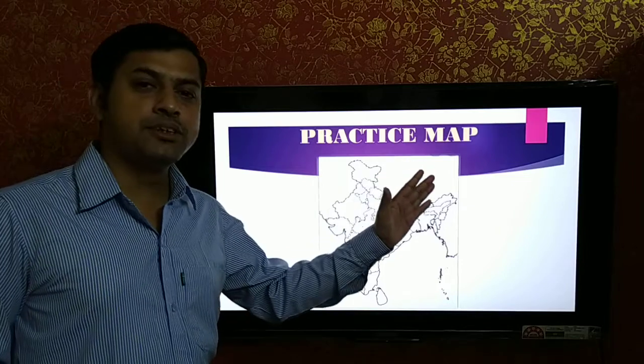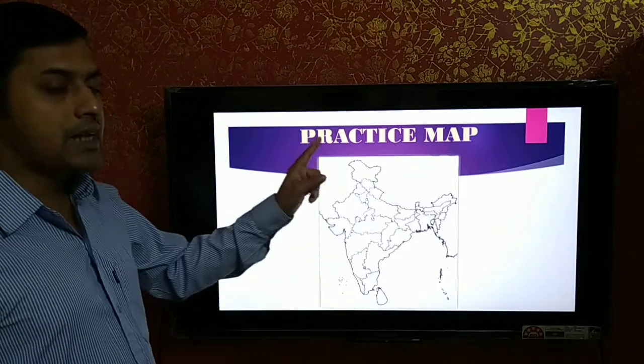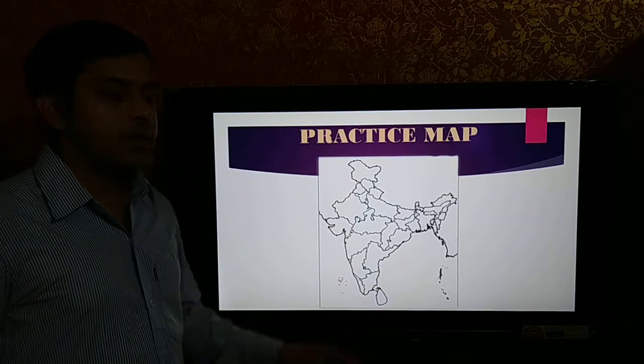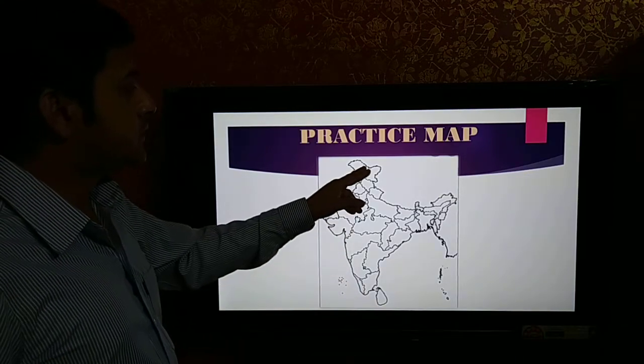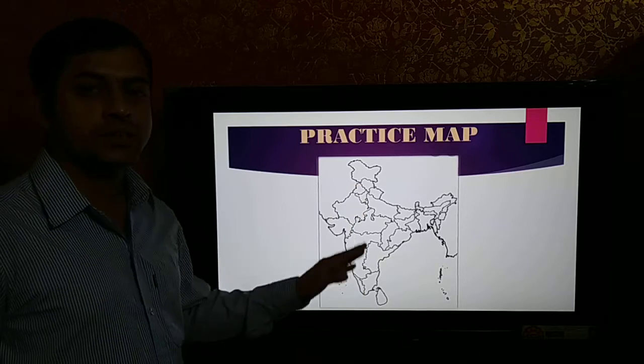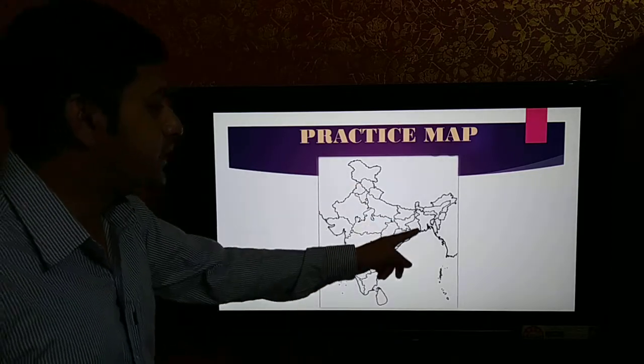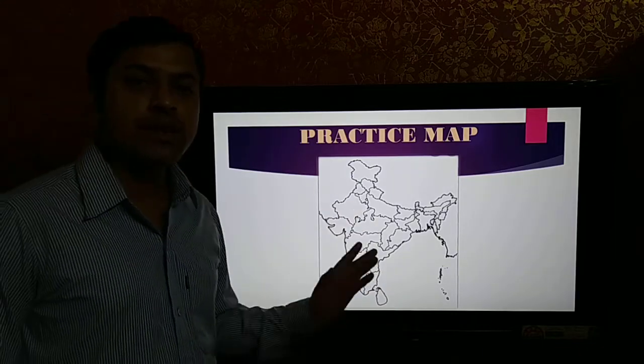So here is a practice map. You can see this type of map you will get in the examination. One latest map you will get. Here the states are not divided. This union territory is Jammu and Ladakh. This type of map you will get, that is the state divided Indian political map.